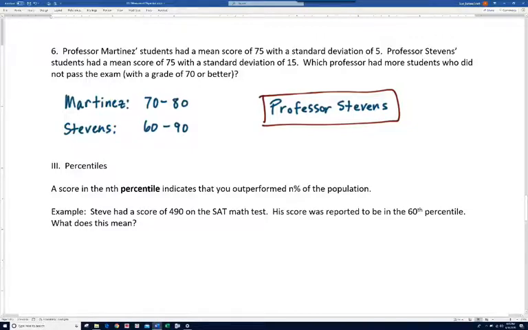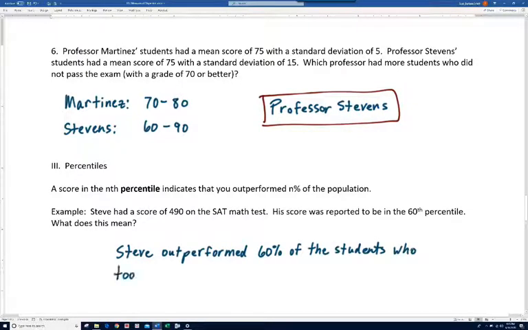It says Steve had a score of 490 on the SAT math test. His score was reported to be in the 60th percentile. What does this mean? What this is really saying is that Steve outperformed 60% of the students who took the SAT. At 50%, you'd be right in the middle, so really you could say he did better than average.